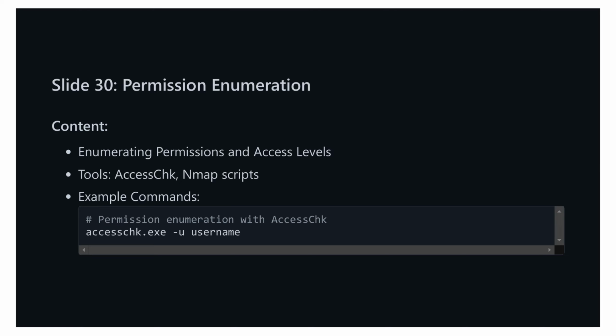Accesschk is a powerful command line utility from Sysinternals that helps you investigate the access permissions of files, folders, registry keys, and Windows services. A simple example command to enumerate permissions for a specific user is permission enumeration with accesschk: accesschk.exe username. Additionally, Nmap scripts can be used to gather open ports and services information, along with associated permissions.